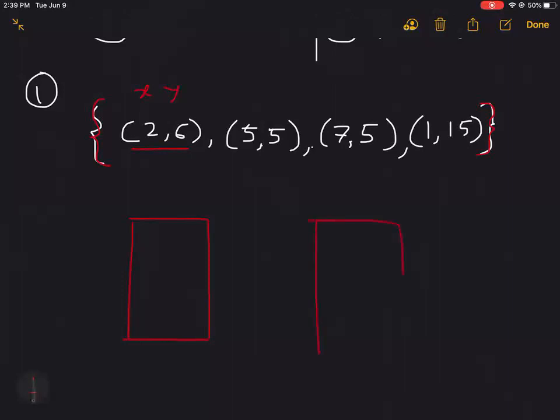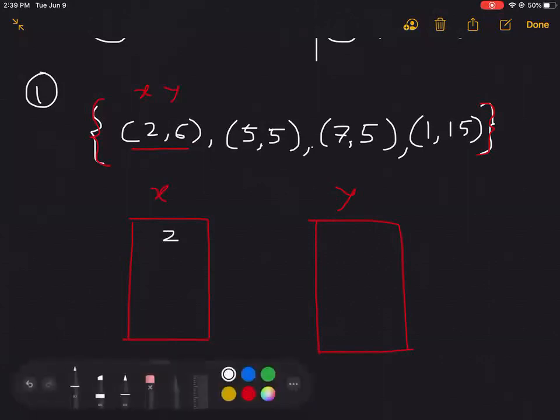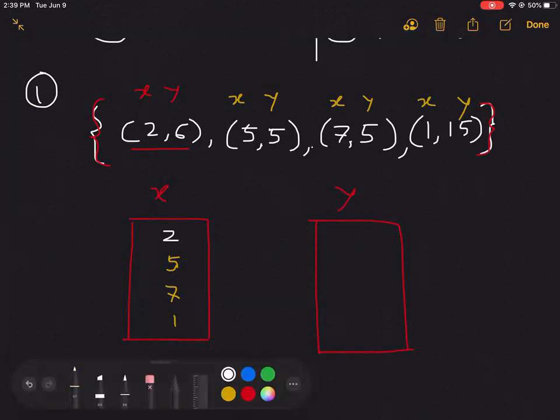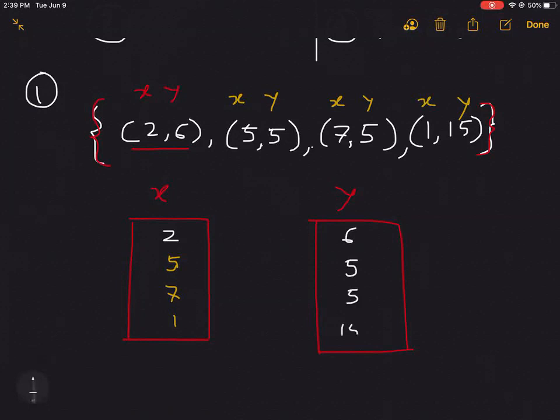So that's your X and Y, okay? So I'm just taking the first element because as you know, always from the ordered pair, the first element comes from X, the second element comes from Y. So if I take just the first elements: 2, 5, 7, 1, and the second elements: 6, 5, 5, 15.